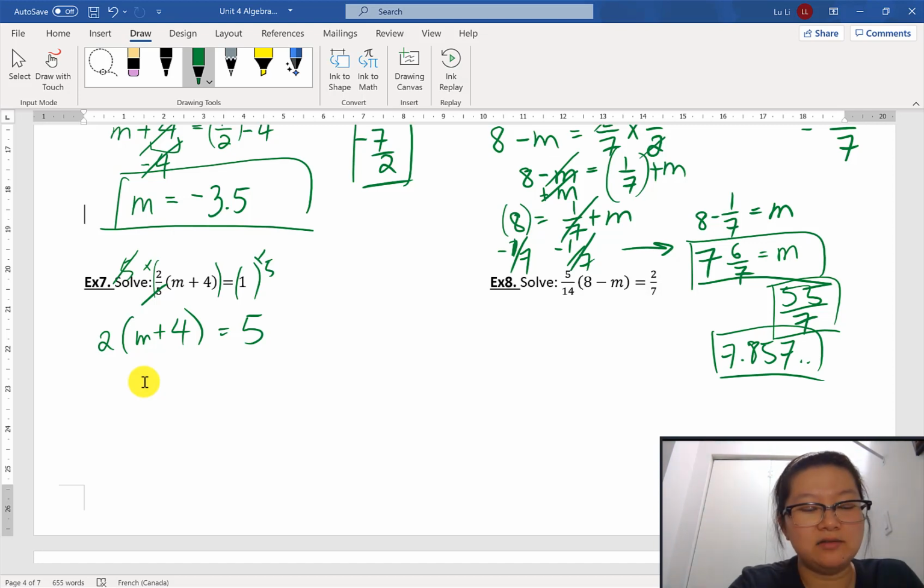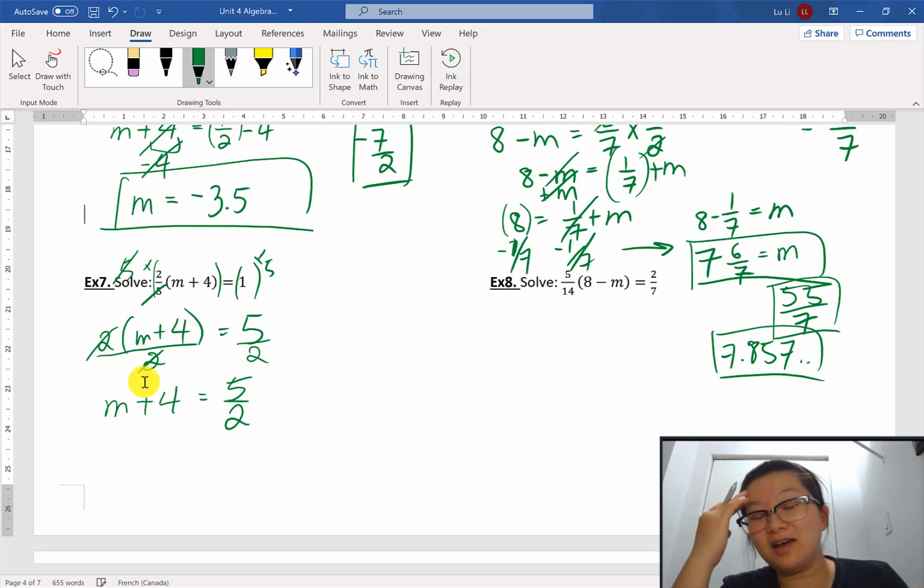So now, to get rid of the 2 by peeling the onion, we've got to divide both sides of the equation by 2. And it gets rid of that one. I have now m plus 4. Notice my brackets, I don't need them anymore, giving me 5 over 2.